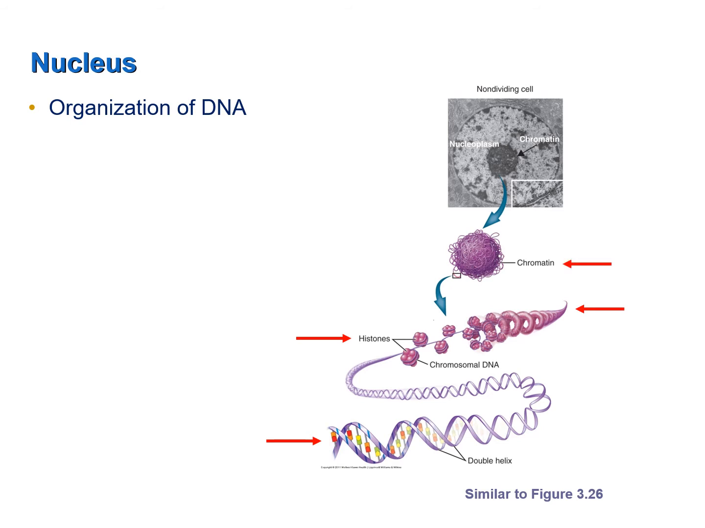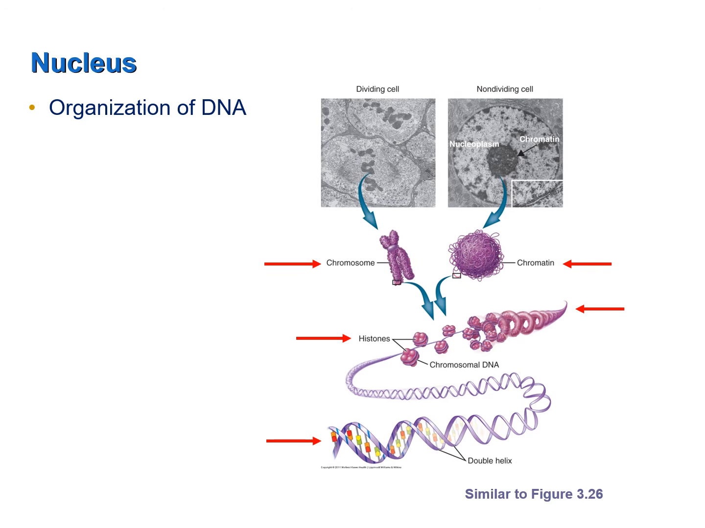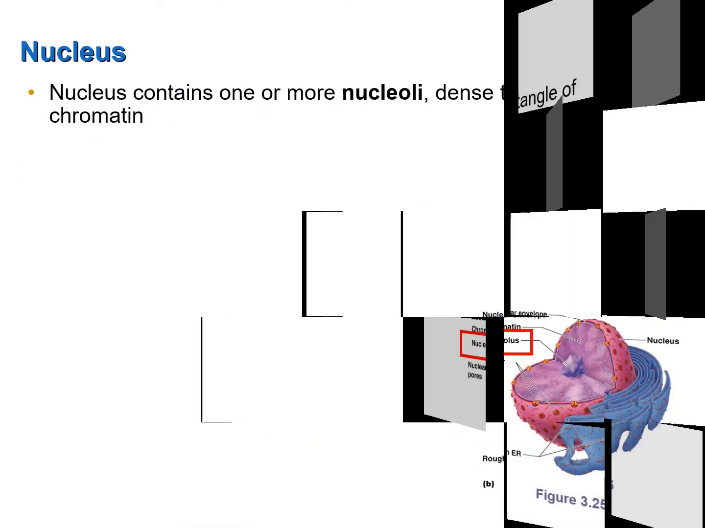Now, chromatin is a very unorganized form of DNA. It would be very difficult to segregate the DNA in this form during mitosis and cell division. Therefore, in preparation for cell division and during cell division, chromatin is condensed into chromosomes. Although only one chromosome is shown here, the human body contains 46 chromosomes.